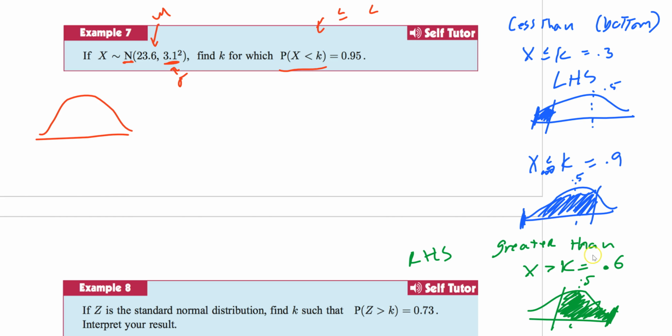So that's how you draw it. There's actually another step we're going to need to get to, but that's the first step: how do you draw it. Left hand side, start on the left: greater than, start on the right. Less than, start on the left; greater than, start on the right. So let's go to this one.